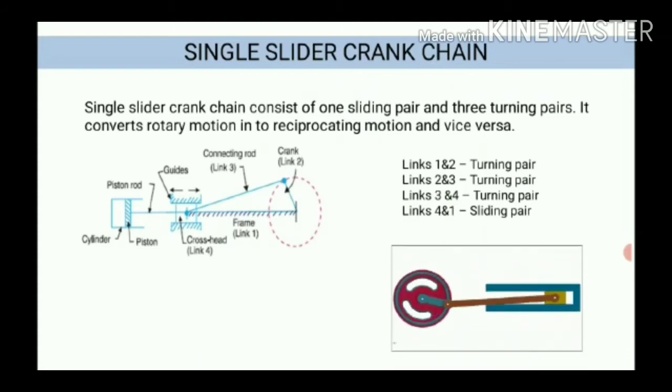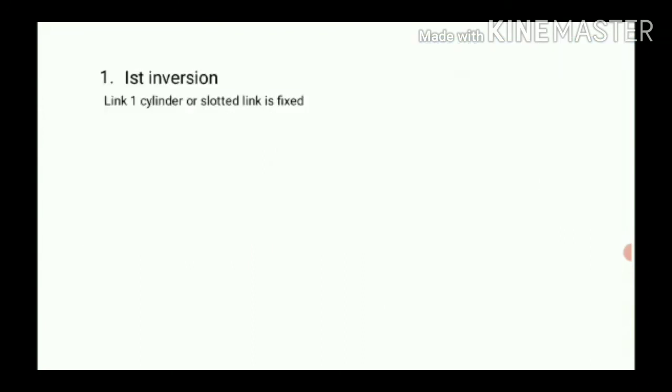Now here we can see the animated figure, 3 joints. The crank rotates about the frame, turning pair; connecting rod and crank, turning pair; connecting rod and slider, turning pair; and the slider, that is a block having a reciprocating motion inside the cylinder or fixed link, is a sliding pair. This type of mechanism is used to convert rotary motion into reciprocating motion or reciprocating motion into rotary motion. This basic mechanism is used in automobiles and IC engines.